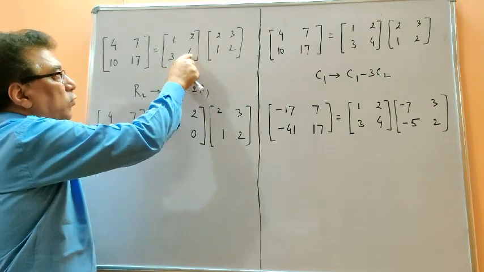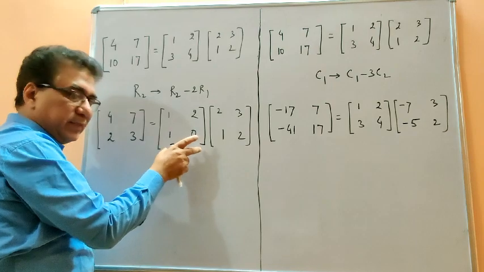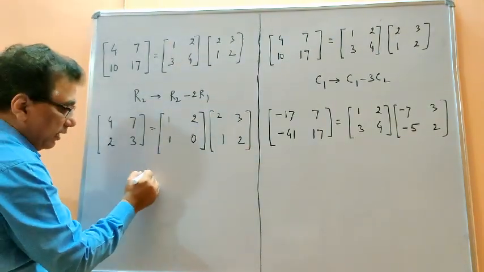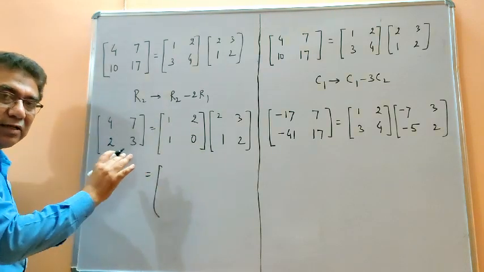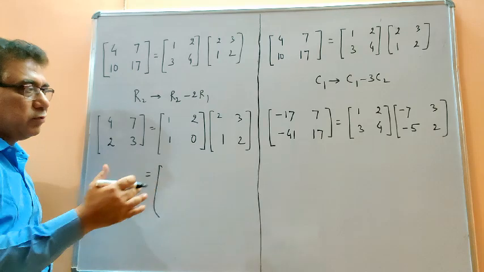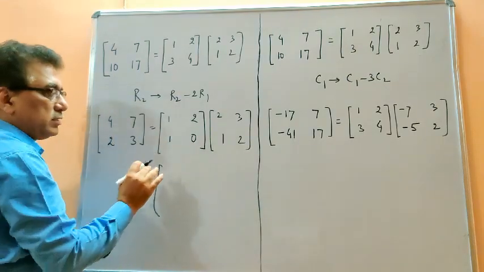And similarly 4 and twice of 2 is 4, 4 minus 4 is 0. So this matrix has been transformed, not this. And when you multiply these two, why is this done? Because there is one rule of product that the number of columns of the first will be equal to the number of rows of the second. So to maintain that rule, we have to do this type of thing.